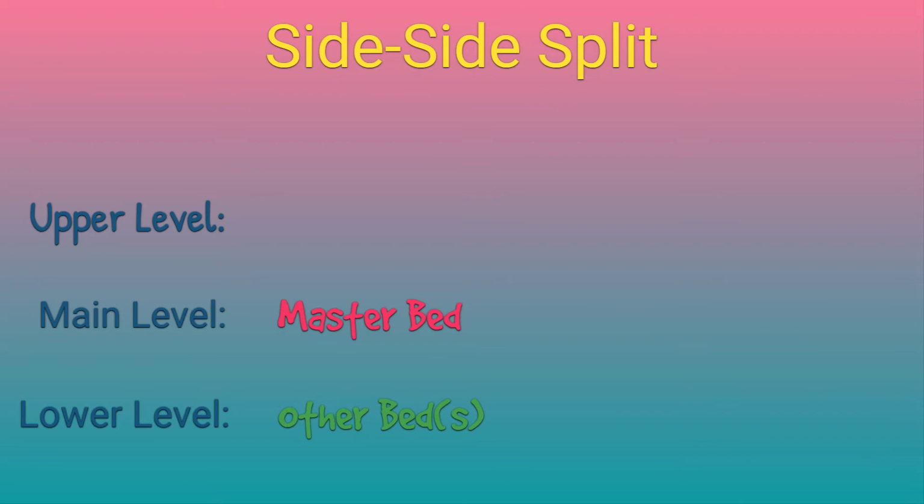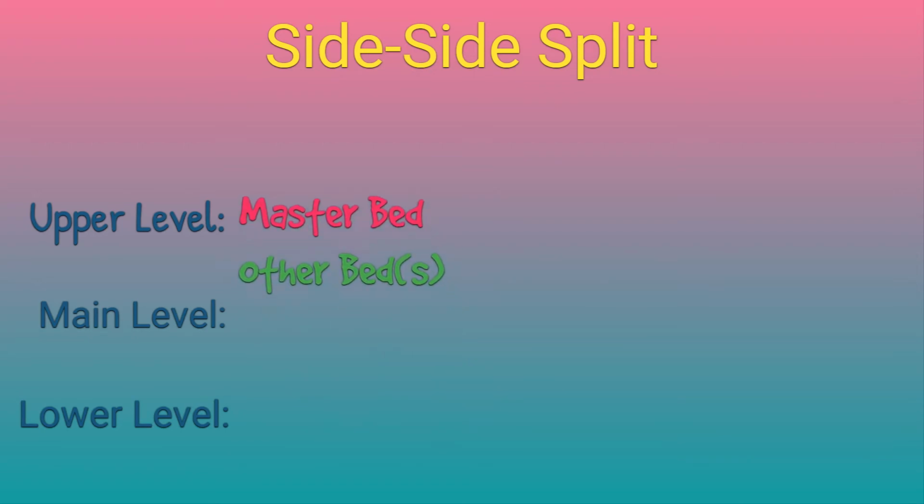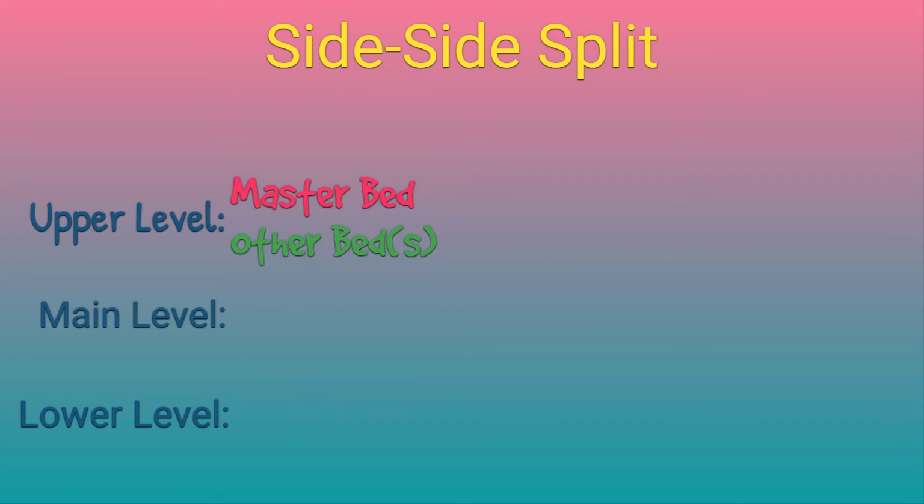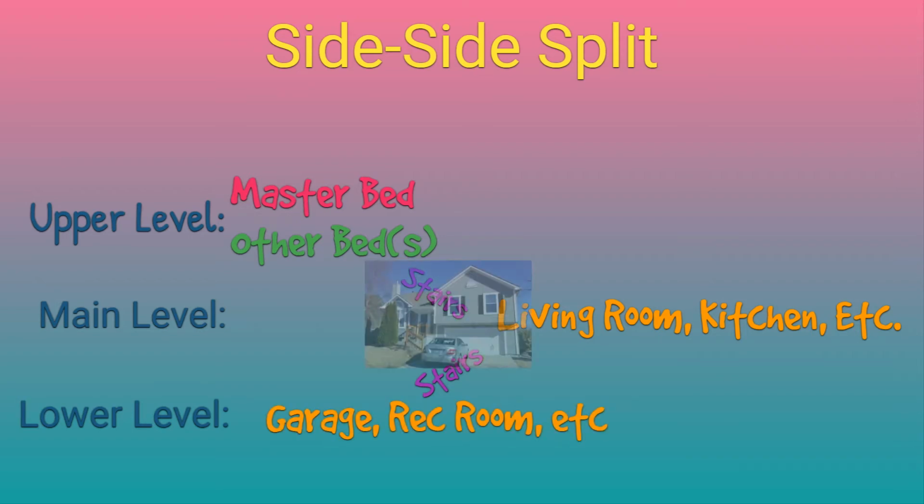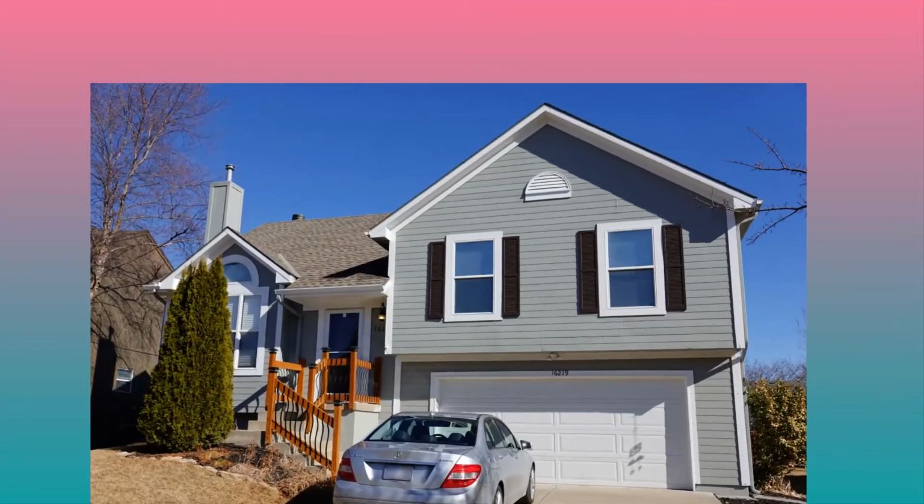A very popular option is the side-to-side split. With this plan, the bedrooms are all on the upper level. The stairs to the second and lower levels are usually off the entry hall to the left or to the right. The main level contains much of the common space such as the kitchen, living room, and dining room. The lower level usually contains the garage plus additional living space such as a family room. Here's a pretty example of a side-to-side split.